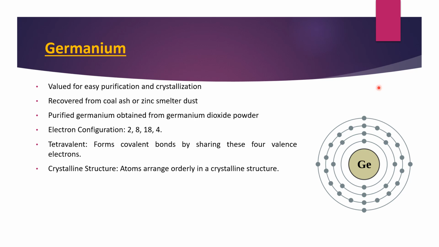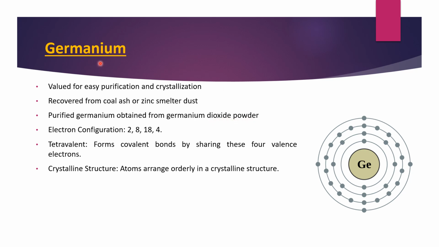We'll see about germanium. The second most widely used semiconductor is germanium. It is valued for easy purification and crystallization. Why is germanium used, and why was silicon used? Because of their electrical properties, and plus they are available in abundant form in nature. It's easy to purify, to remove the dirt and make it 100% pure and more crystalline. It is recovered from coal ash and zinc smelter dust. It's one of the byproducts of the zinc smelting process. From coal ash we recover this germanium, and it's obtained in the form of dioxide powder, as with silicon.